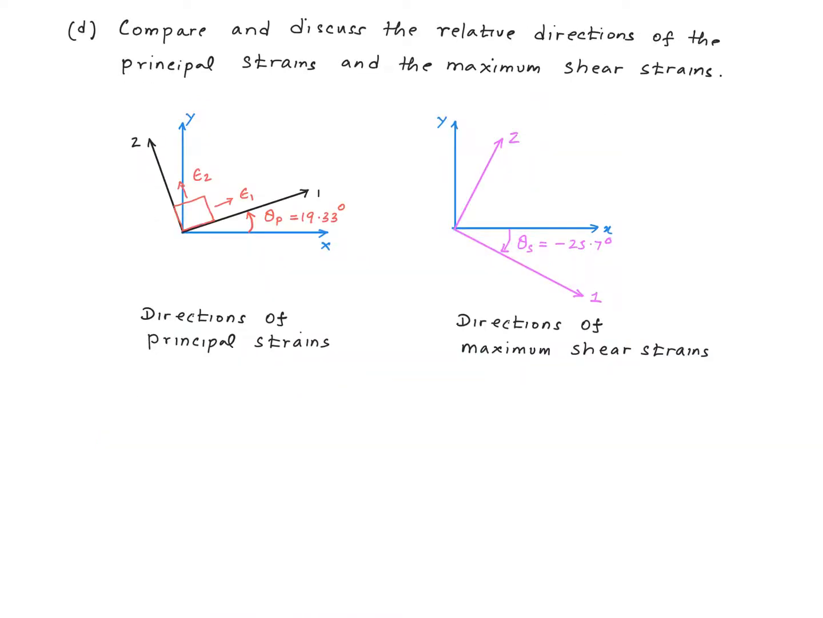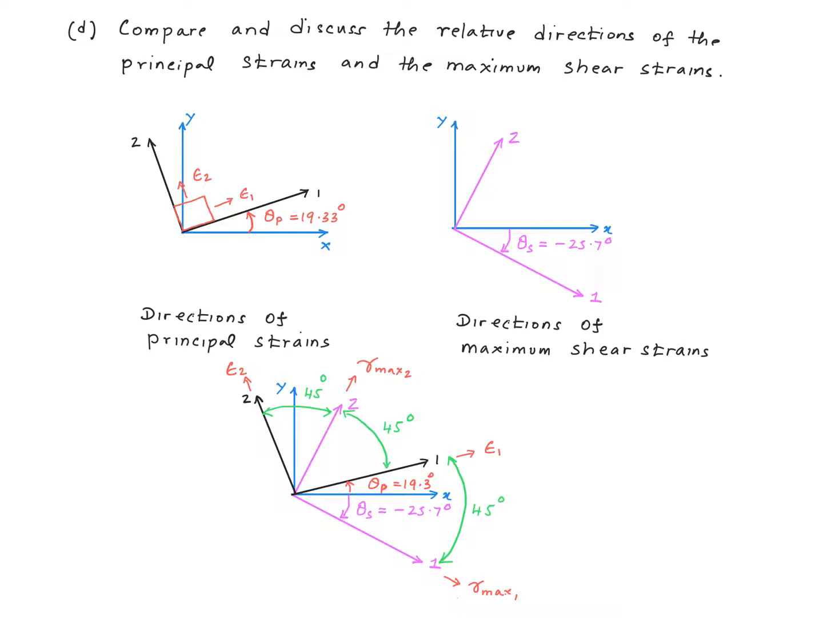Now let's try to answer the final part of the question, which is compare and discuss the relative directions of the principal strains and the maximum shear strains. This is what we got for the principal strains and this is what we got for the shear strains. If I now combine these two and plot the directions of the principal strains and the maximum shear strains in the same figure, this is what we get. The axes drawn in black are the directions of the principal strains and the axes drawn in purple are the directions of the maximum shear strains.